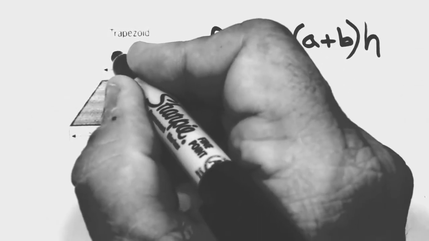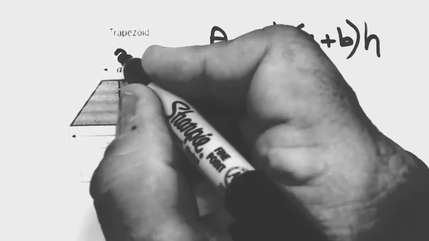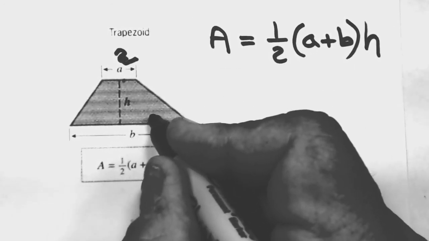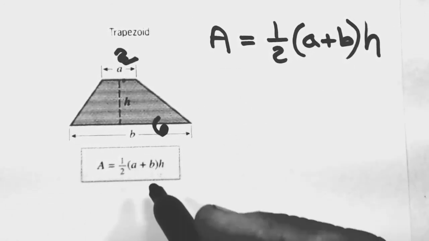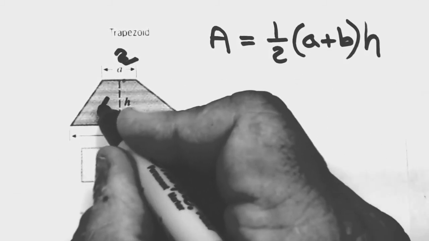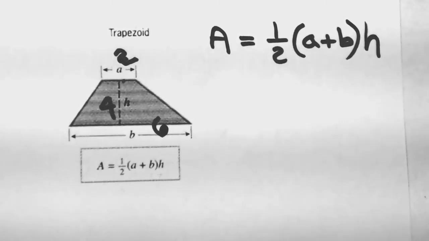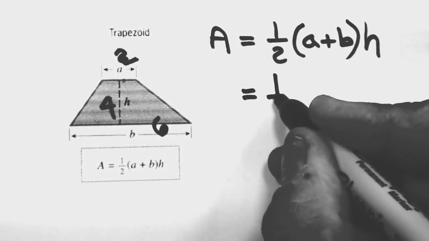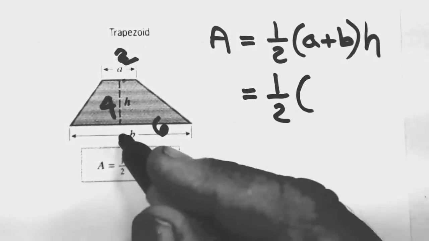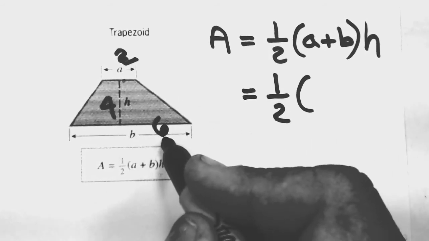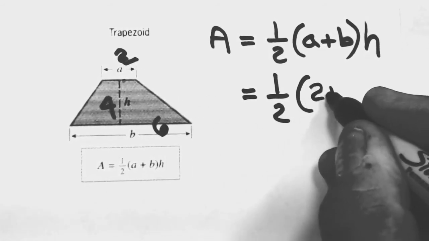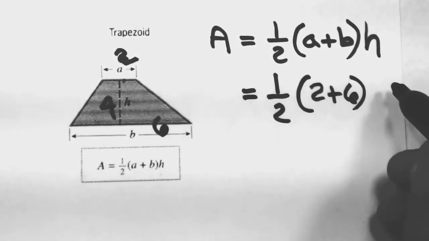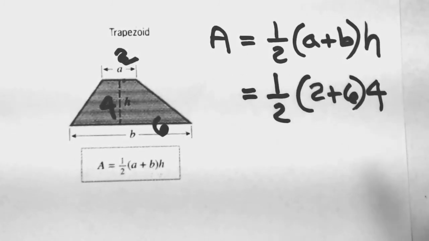Well, okay. Let's say in our problem, the A is 2. I'll make a better looking 2. There we go. And the base down here could be 6, let's say. And the height, let's say, happens to be 4. Okay, here's how we're going to do it. We're going to say 1/2 times, now, the A is 2 and the B is 6, so 2 plus 6, times the height, which we said was 4 in this case.